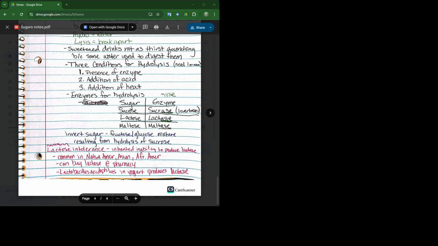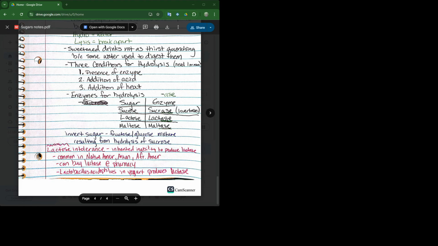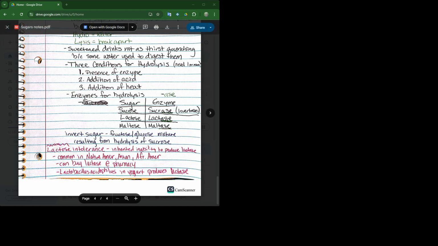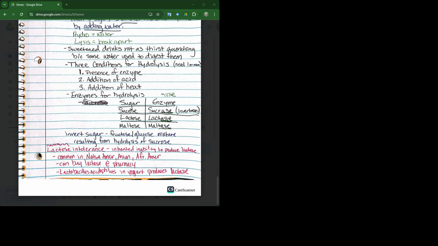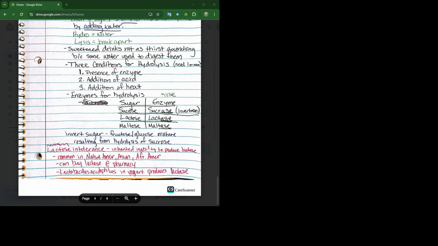But my summary of the most important points here is lactose intolerant. And I wrote this in pink, so it's hard to tell it's not red, but it looks pink on my page. Just showing that it's one of the side things. A little bit less important than the other stuff, but good information to know. Lactose intolerant is the inherited inability to produce lactase, common in Native American, Asian, and African Americans. You can buy lactase at the pharmacy, and Lactobacillus acidophilus in yogurt produces lactase. So that's my summary, and just a few points of this whole section, and this would be enough to get you through an exam question on that.